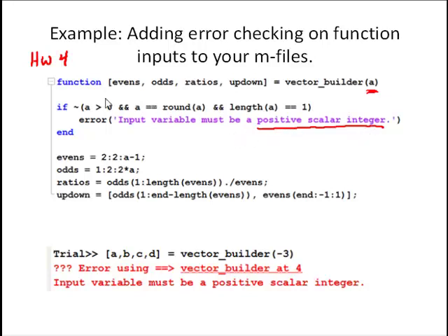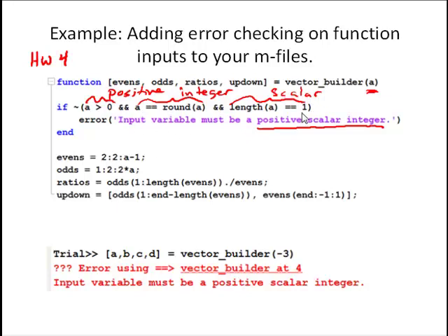So here's the test. We say, is a greater than 0? So we're saying, is it positive? And I use the double and because a is a scalar. Does a equal round a? Again, from the previous video, that's testing, is this an integer? And length a equal 1. So here we're testing, is a a scalar variable as opposed to a vector? If all of those are true, then we're okay.